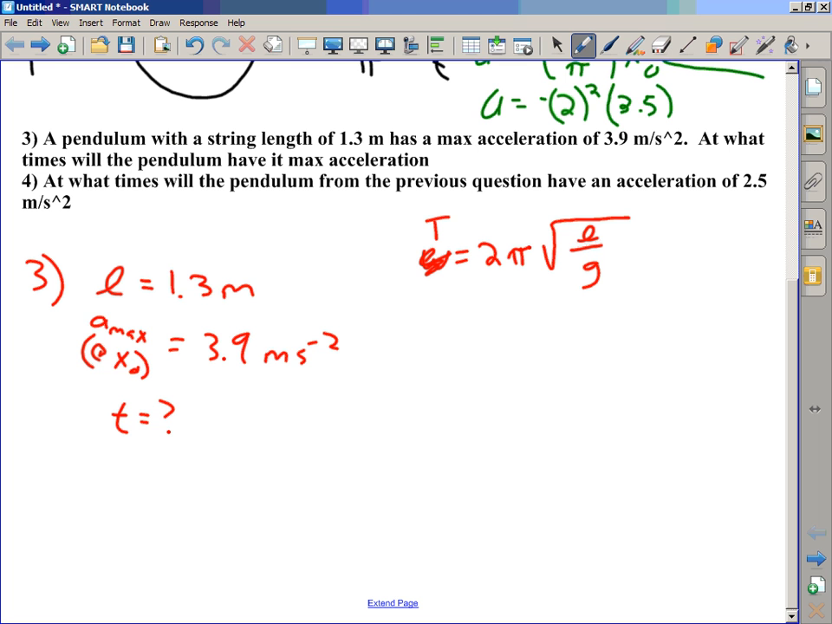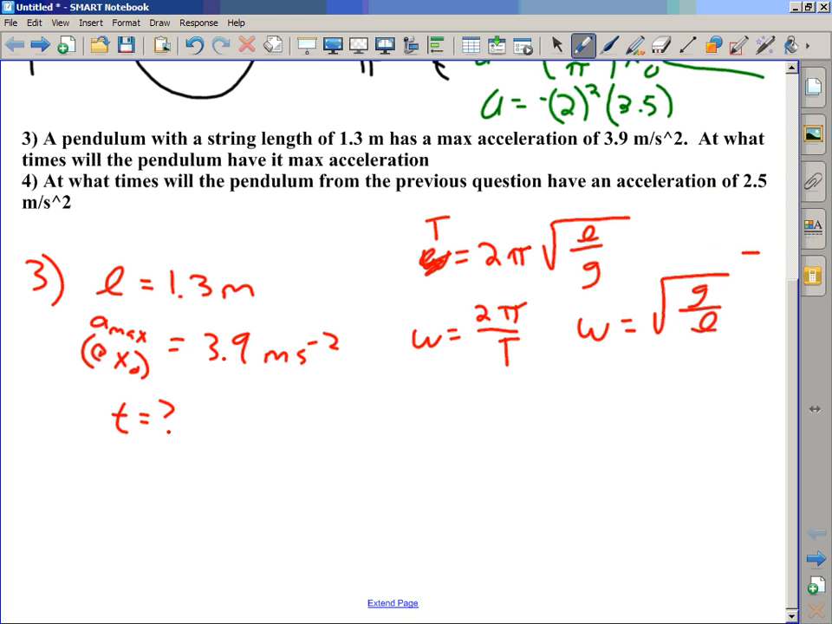If this is the period, right? Omega equals 2 pi over T. Meaning omega is going to be the square root of g over l. Does that make sense, team? The 2 pi's go away, and you've got to take the inverse. Okay?